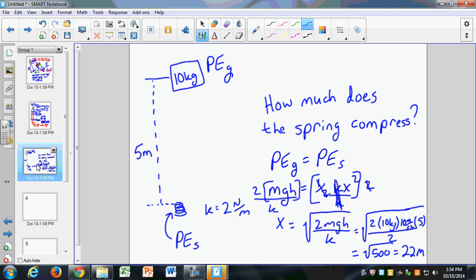Oh, I'm not asking the height. Here I'm asking how much does the spring compress? I know, but why at the bottom wouldn't the potential energy be zero? The gravitational potential energy at the bottom is zero. It's the elastic potential energy. See, this object falls, it has gravitational potential energy here. It falls down to the spring and compresses the spring, and it converts all its gravitational potential energy to elastic potential energy. This is just like the rubber band problem, it's just in reverse. Instead of shooting something up, I'm dropping something from some height.